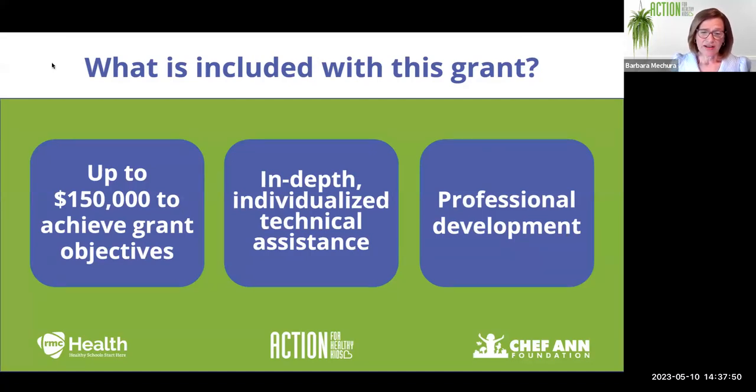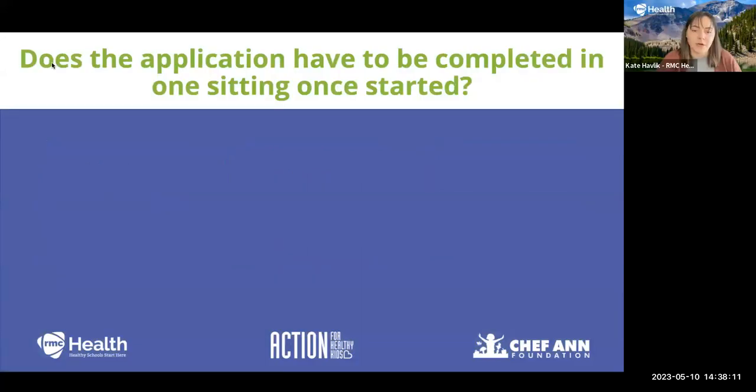So school food authorities do not need to include training and technical assistance from Action for Healthy Kids, Chef Ann Foundation, or RMC Health in their grant narrative or in their budget. The training and technical assistance from these three partner organizations are free to the 200 or so grant-funded school food authorities. Thank you so much, Barb. And just want to reflect on what a comprehensive opportunity this is. The grant really is just a lot more than funding. It's really in depth.